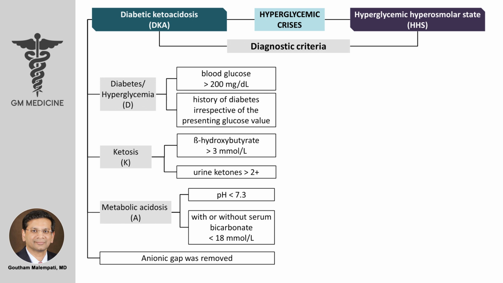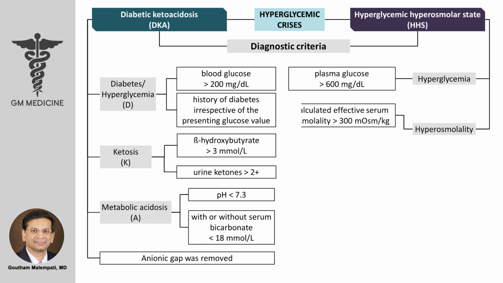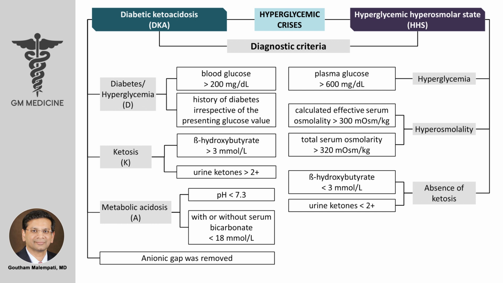Diagnostic criteria for hyperglycemic hyperosmolar state is based on four criteria, and all four components must be present to make the diagnosis. Hyperglycemia is defined as plasma glucose greater than 600 milligrams per deciliter. Hyperosmolarity is defined as calculated effective serum osmolality greater than 300 milliosmoles per kg or total serum osmolality greater than 320 milliosmoles per kg. Absence of ketosis is defined by beta hydroxybutyrate level less than 3 millimoles per liter or urine ketone less than 2+.